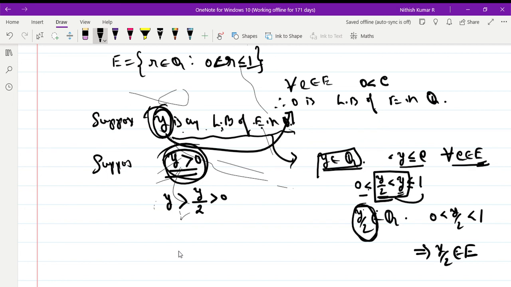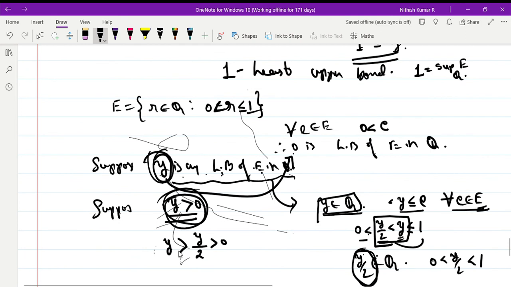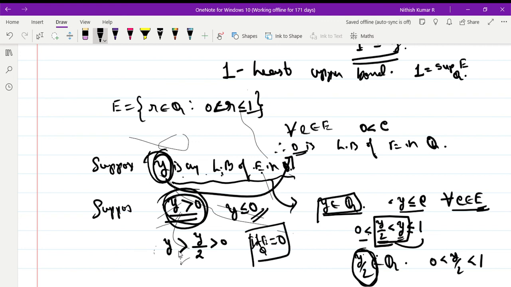Therefore y must be less than or equal to 0. That means any lower bound must be less than or equal to 0. Hence 0 is the greatest lower bound. The infimum of E over Q is equal to 0.